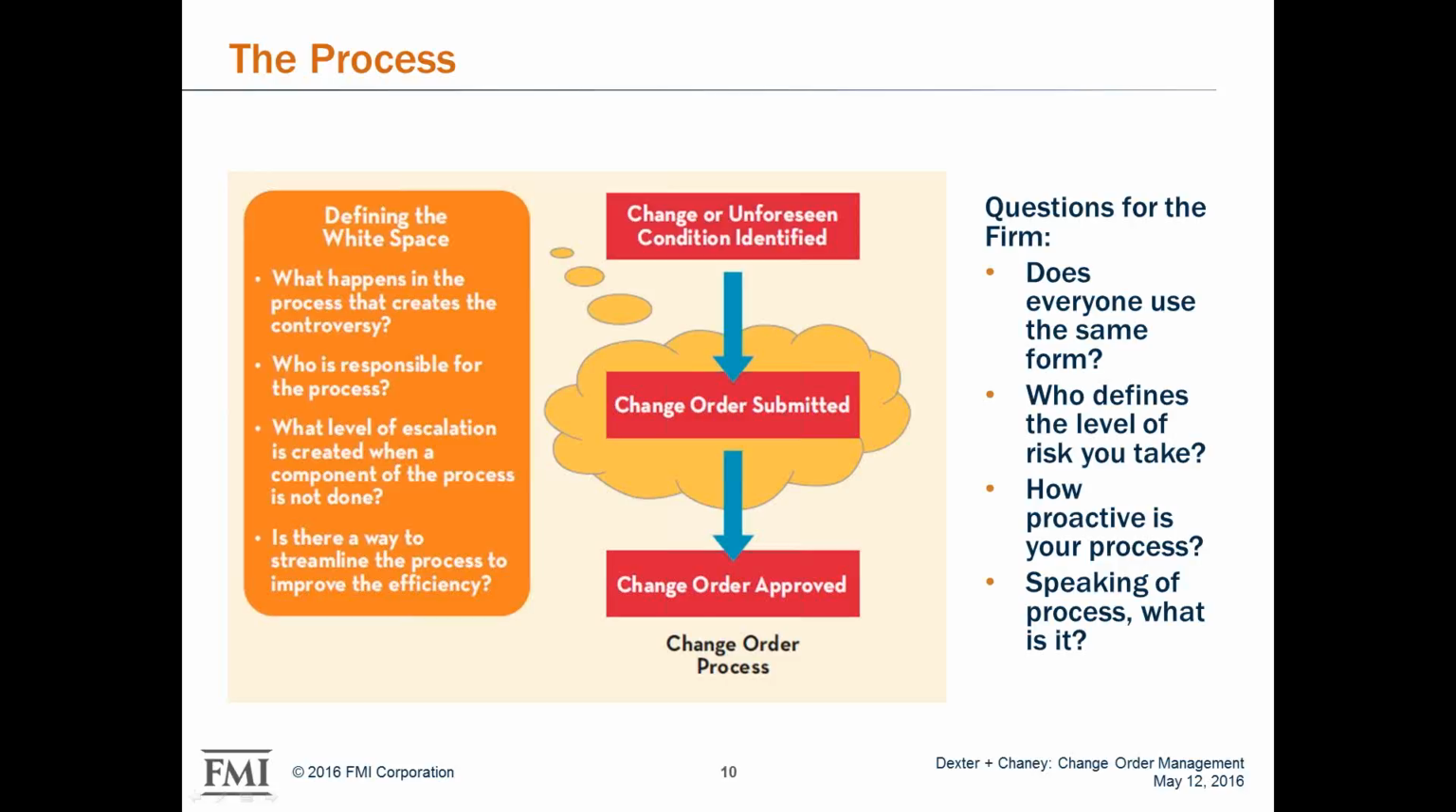Some questions to ask yourself: does everybody in your company use the same form? Are they handling change orders the same way, from project manager to project manager? Who defines the level of risk you take? How big of a change order can a project manager sign off on before it goes to the next level? How proactive is your process? Is there a project manager or project engineer looking at the submittals and the scope of work, trying to see what's not clear? What do we need to RFI? What's going to be a change order down the road? And speaking of the process, can you define your change order process? Then ask some other people on your team and see if they can define it. Does everyone know what the process is, and is it consistent across the board?